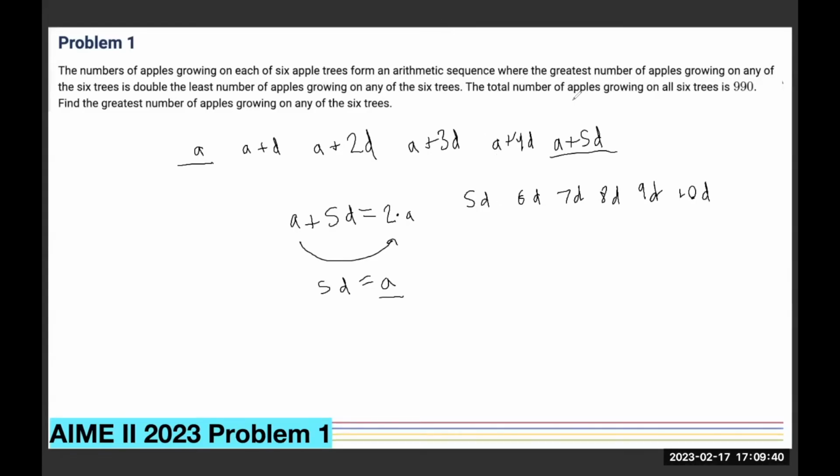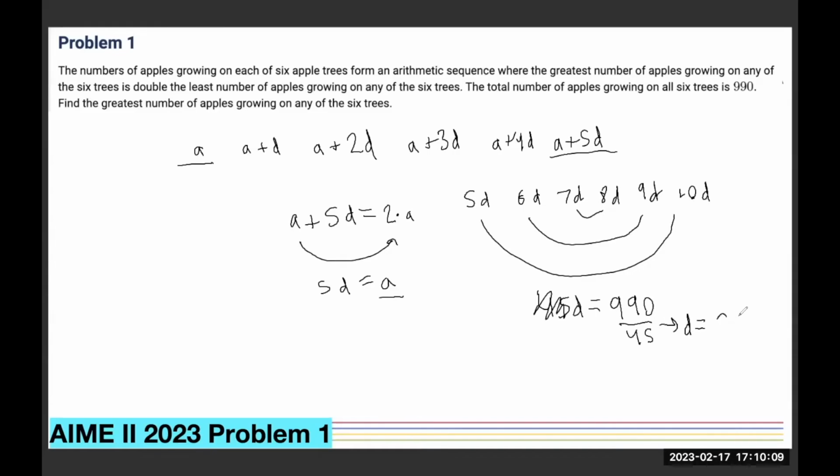Okay, so now the second part, the total number of apples on all 6 is 990. How many apples are there in total? Well, 15D, 15D, 15D. So in total, there's a total of 45D apples growing on all 6 trees. And as the problem says, that equals 990. So all we have to do is divide by 45 on both sides, and this gives us that D is equal to 22. We're not done yet, though, because it's not asking specifically for what the difference between each of the trees is, but what the greatest number of apples growing on any of the 6 trees is.